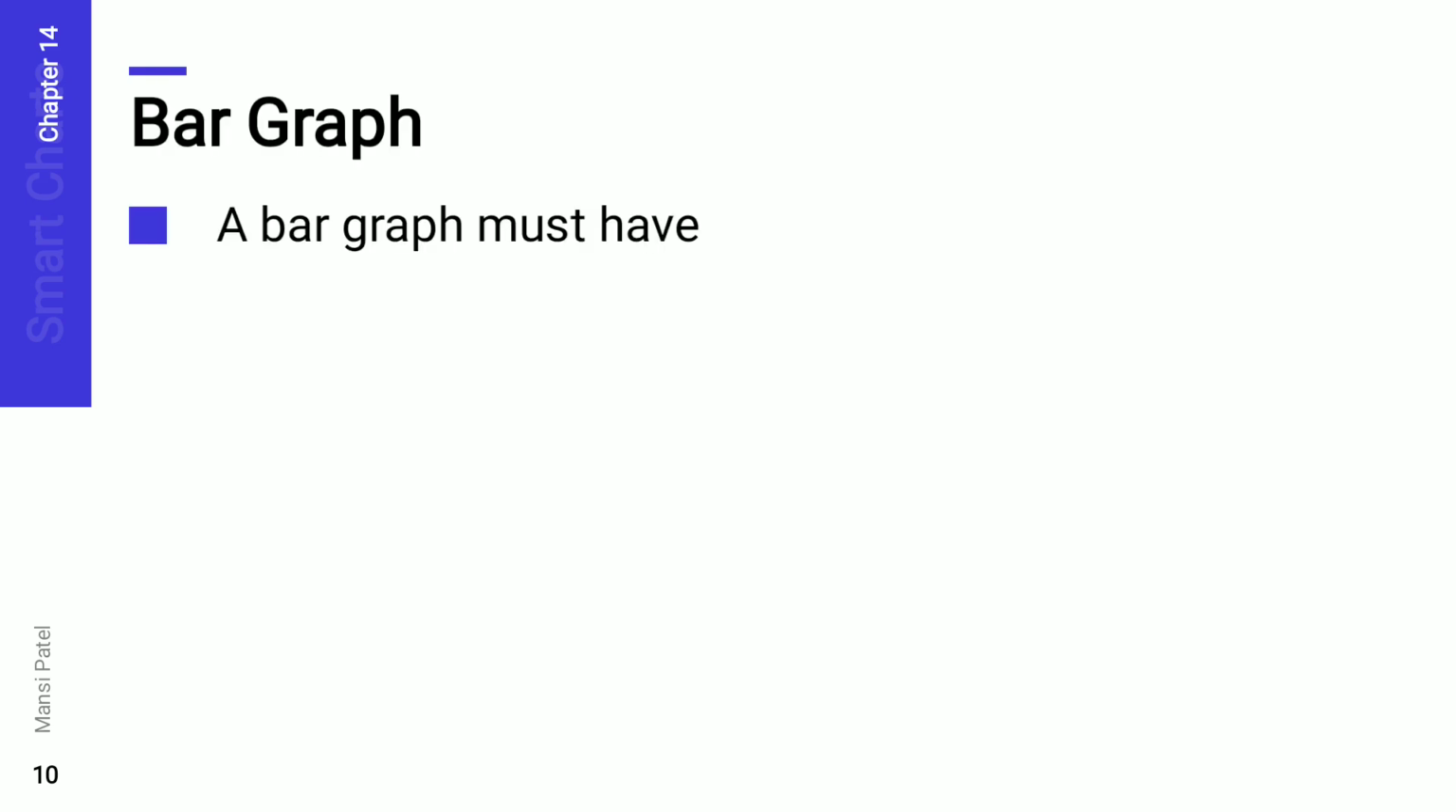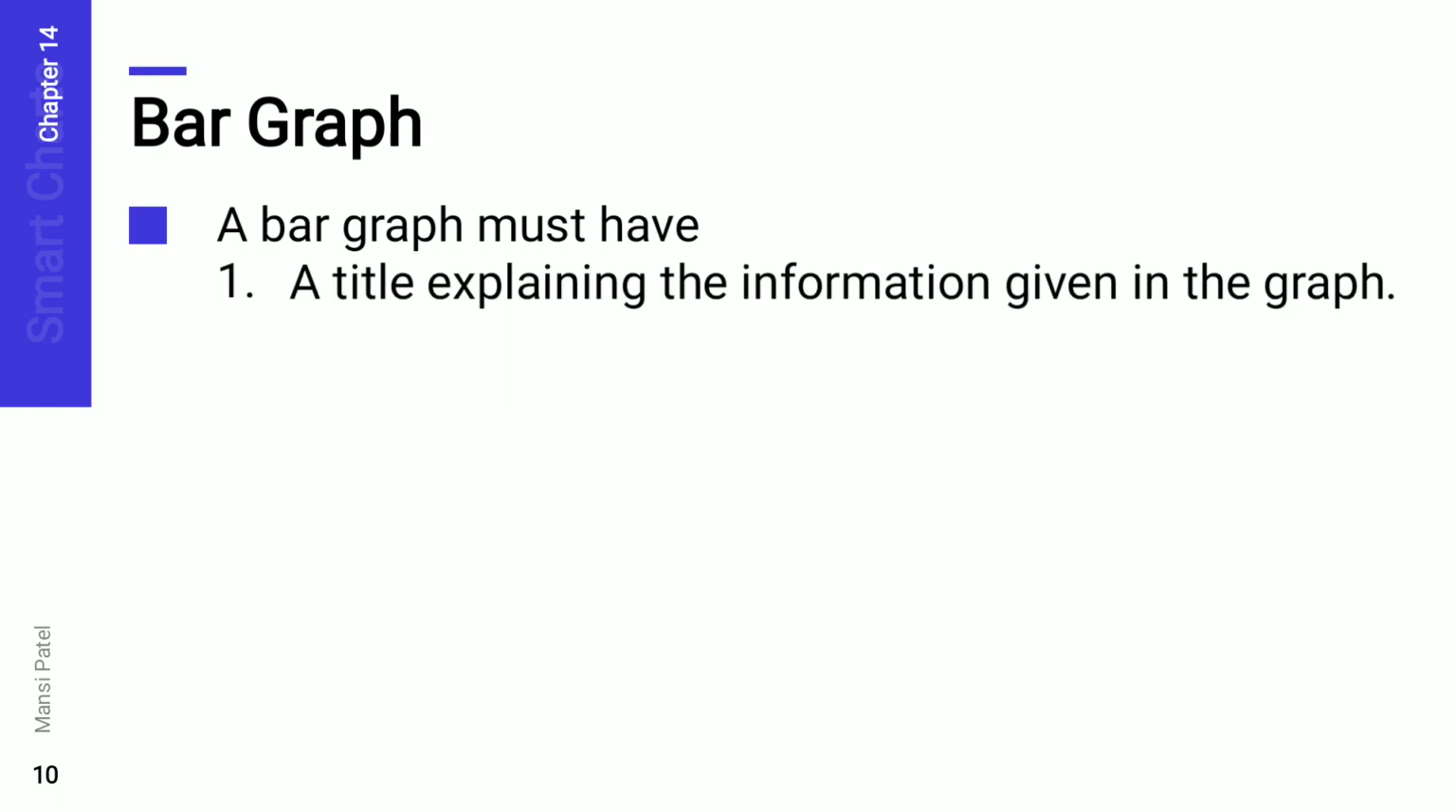So the first one, a bar graph must have, if you want to draw any bar graph, then some of the things you want to mention. The first one is a title, that you already see, a title explaining. If you write down the title of any bar graph, then with the help of the title you can understand what information they have given in that graph.